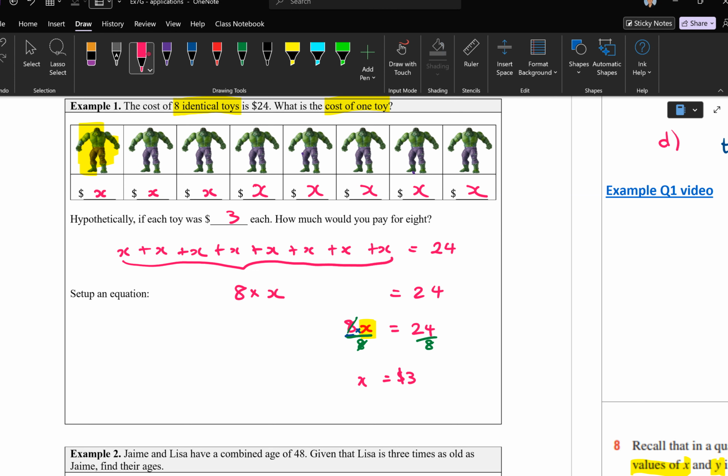Okay? $3 each. But how did I do it? I gave it a hypothetical number. I didn't know what that number was. I called it X. That is called modeling. And that's 7G. You won't be able to model or solve unless you model first.